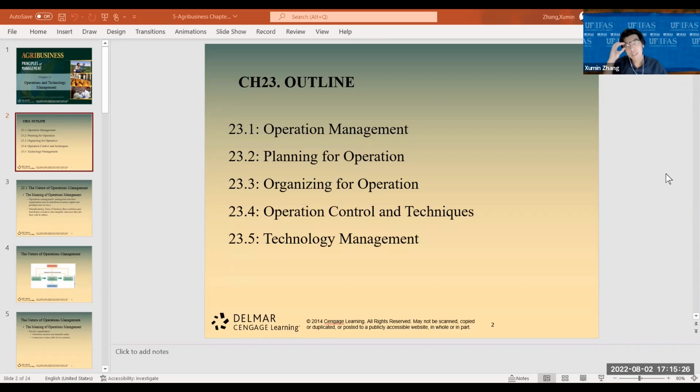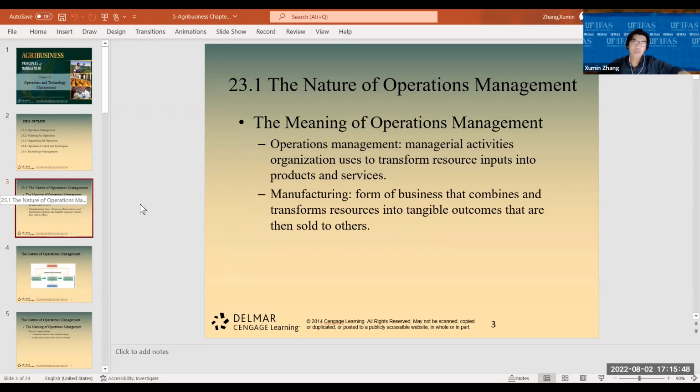Anyway, so when we talk about operation management, we will focus on organizing, planning, and controlling, those three functions, but not leading, right? Leading, we leave for later. And the very last, we will talk about technology management. So what is operation management, right? Actually, using a diagram, it's easy to explain.